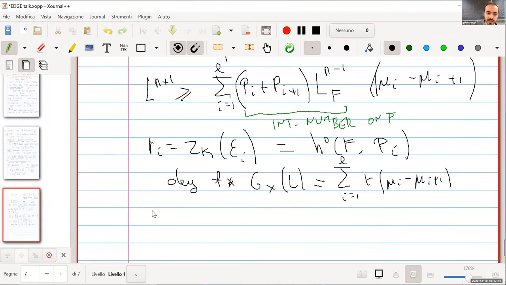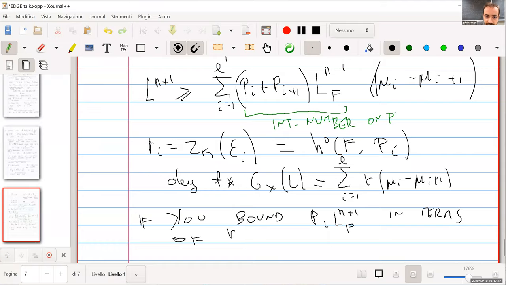So the strategy is that if you bound Pi times LF^(n+1) in terms of Ri, and you work a lot, of course, then you get the result. Because you see, this side of the inequality is fine, because we want to make this guy appear here on the right hand side. How do we make it appear? We replace this intersection number by something which depends on Ri, and then we apply this formula. Of course, according to what you do, you get different things, but somehow that's the strategy.